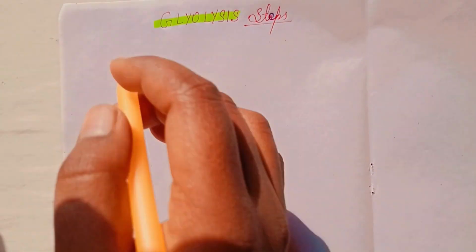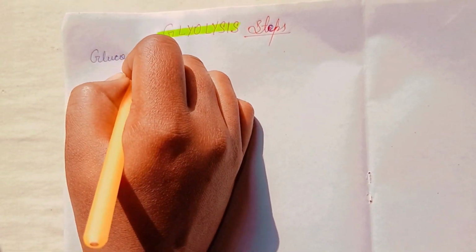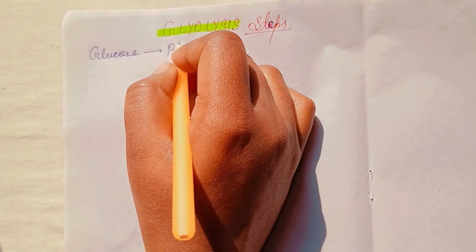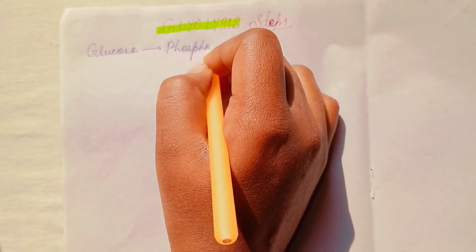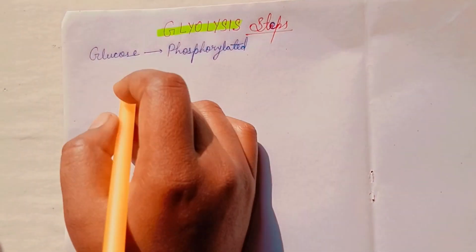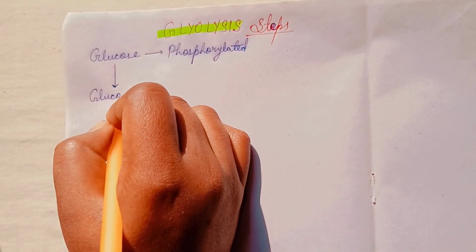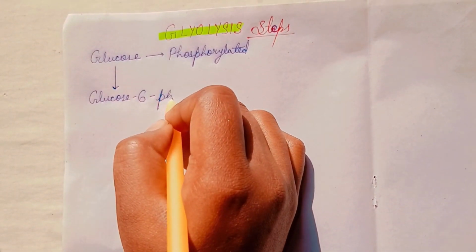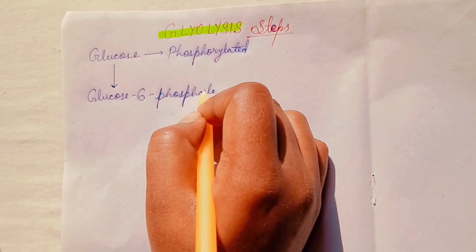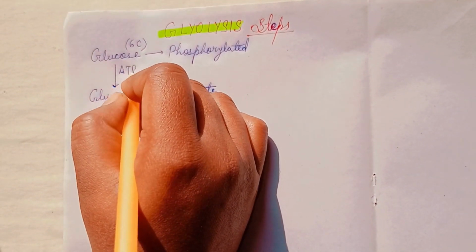And here we go. The first step of glycolysis is the phosphorylation of glucose. When one glucose is phosphorylated, it will convert into glucose 6 phosphate. And here we have to invest an ATP. You may ask, what is the use of investing an ATP? We have to gain it, right? But in order to get something, we have to lose something too. So here glucose will convert into glucose 6 phosphate, which is a 6 carbon compound.